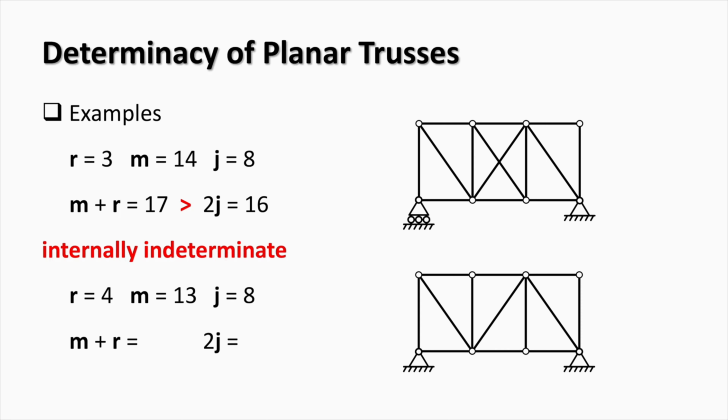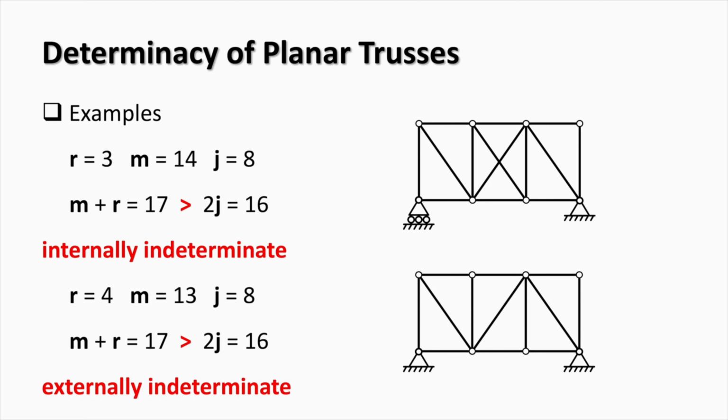The second truss has 4 reaction forces, 13 members, and 8 joints. The sum of reactions and truss members is still 17, which is larger than twice the number of joints. Therefore, this truss is also indeterminate.